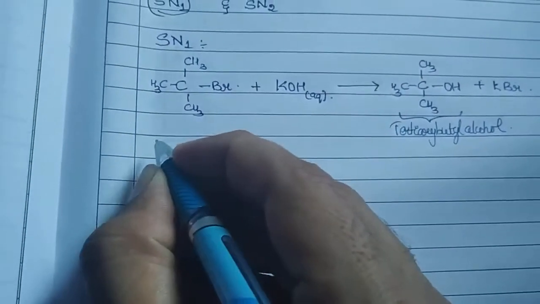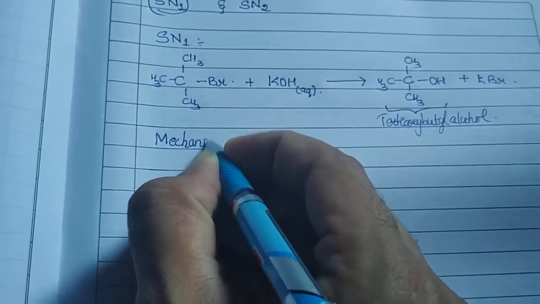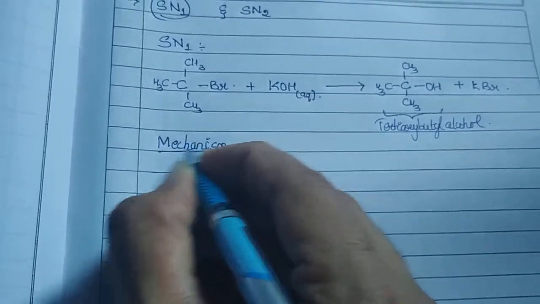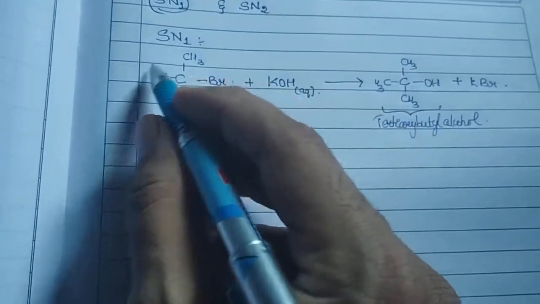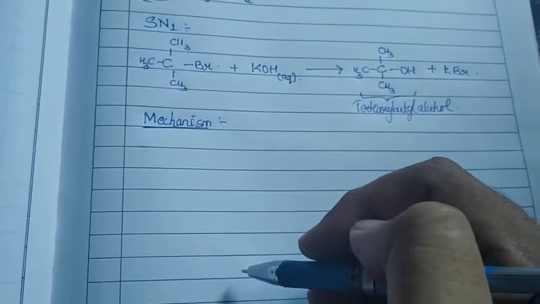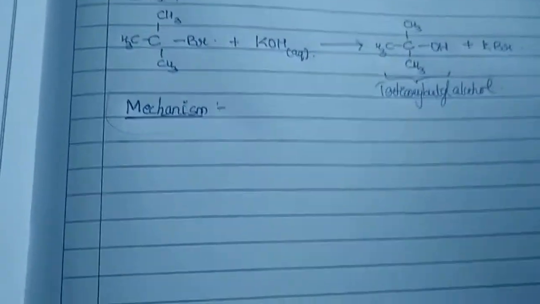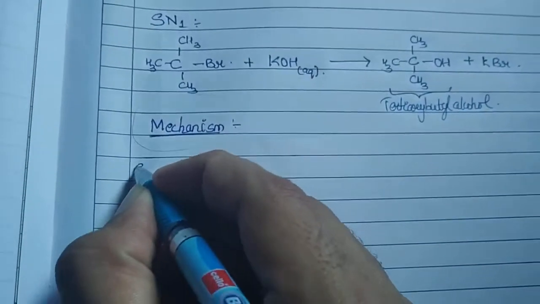So now let us deal with its mechanism. What will your mechanism be? The path that this reactant follows to give this product. So that path itself is called your mechanism. So let us go with this step 1.